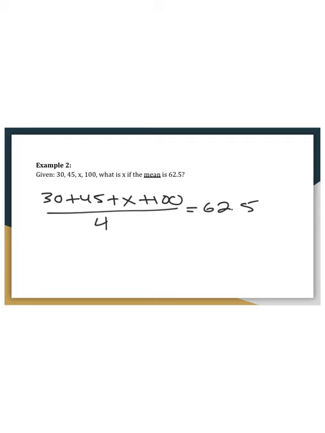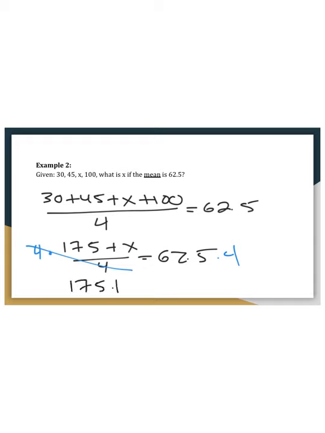We can do a little bit of simplifying here. If I add together my 30, 45, and 100, then we get 175 plus x over 4, and that's going to equal 62.5. I now would like to finish solving for x, so I'm going to multiply both sides by 4. The reason why I'm doing that again is I can cancel out the 4 in my denominator. So what I now have is 175 plus x is equal to 250. And then if I subtract 175 on both sides, I get my final answer of x is equal to 75.